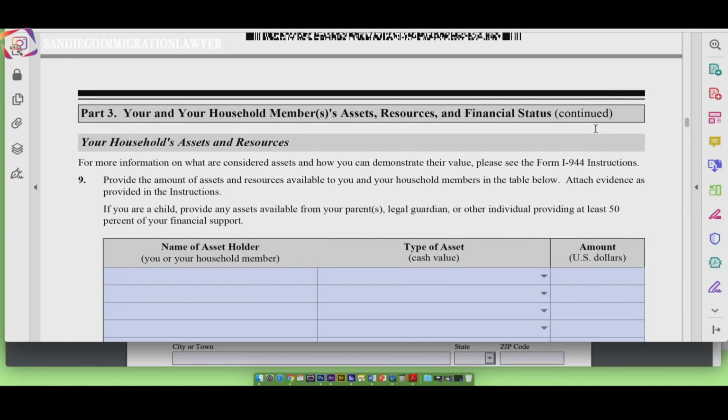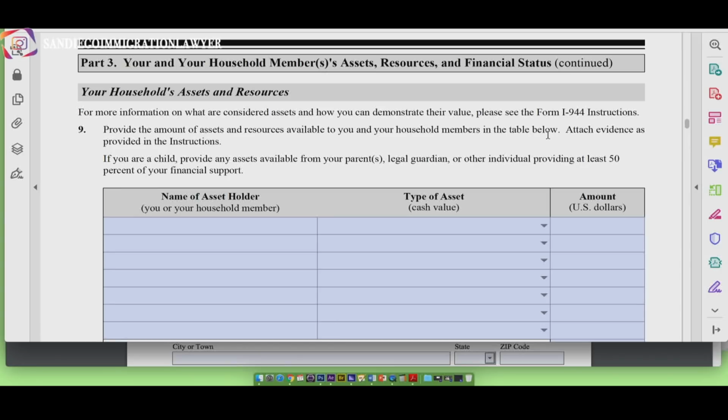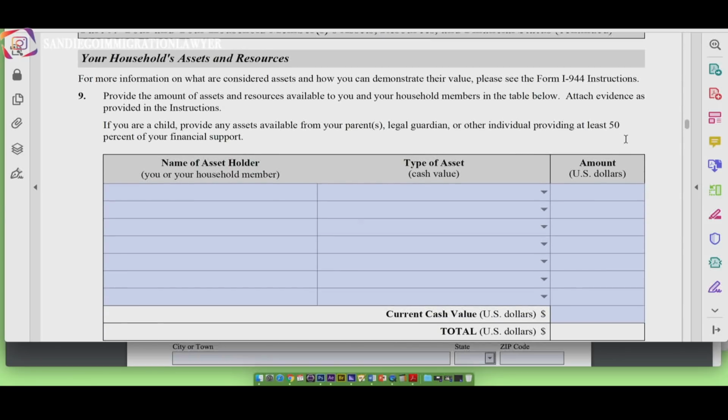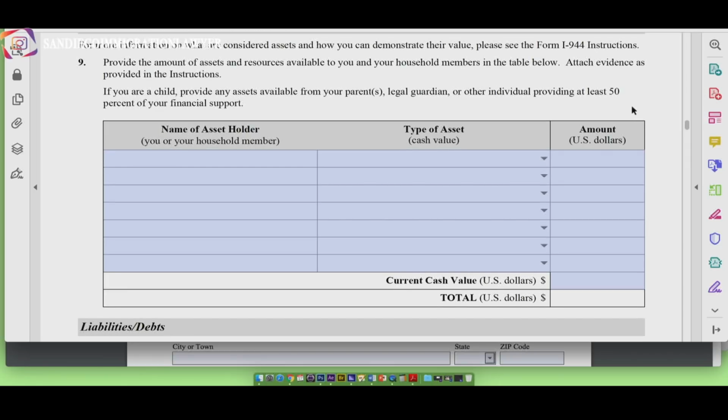Then it goes on to ask about your and your household members' assets, resources, and financial status. So if your U.S. citizen spouse or petitioner, could be your child or your parent, is not earning enough money, then you may be able to add your assets and resources, and your household members' assets and resources, to be able to meet the public charge, to not be inadmissible under the public charge rule.